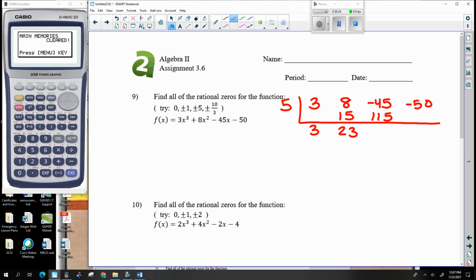This is way too big. Too large. Sorry. 7. Way too large. Doesn't work. Let's try something smaller. Let's try the number 1.